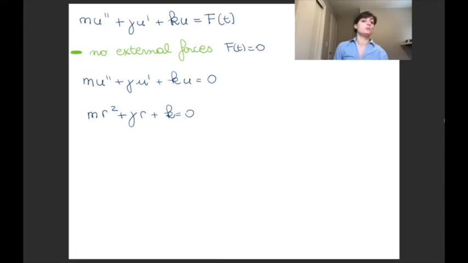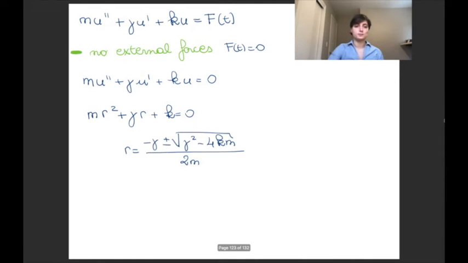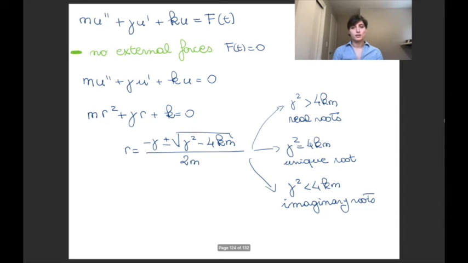What if we have no external forces, but we do have dampening? So gamma now is different than 0. We have mu'' plus gamma u' plus ku equal to 0. We associate it to its characteristic equation, mr squared plus gamma r plus k equal to 0, and we solve for that. That gives us r equals minus gamma plus or minus square root of gamma squared minus 4km, divided by 2m. And depending on gamma, k and m, there are three options.